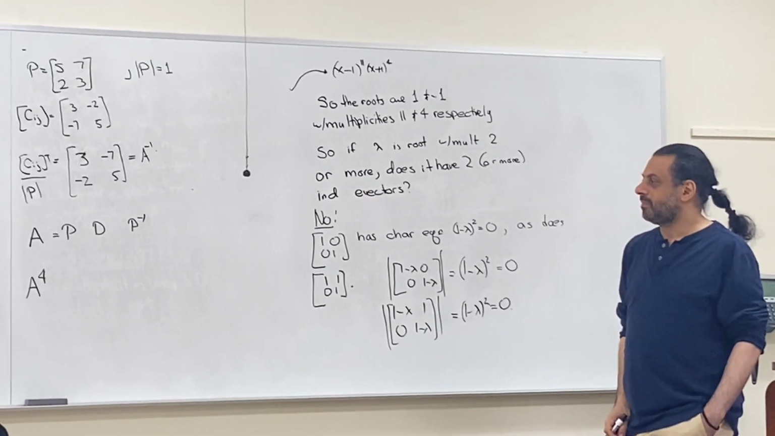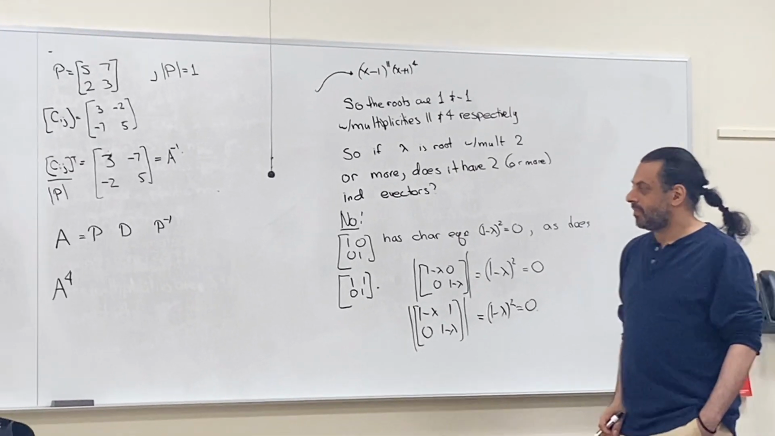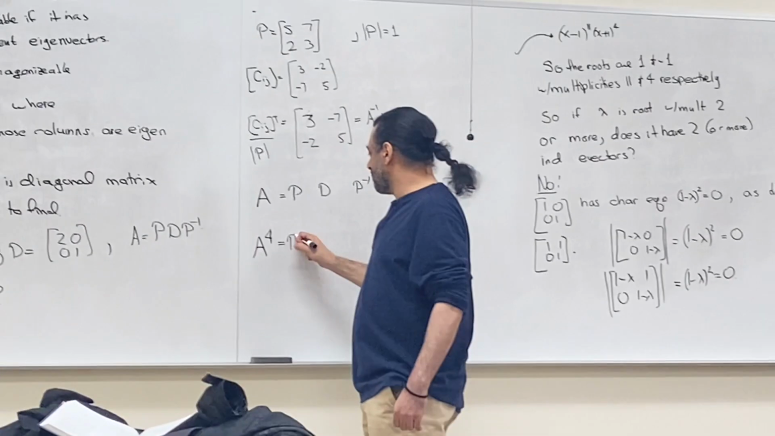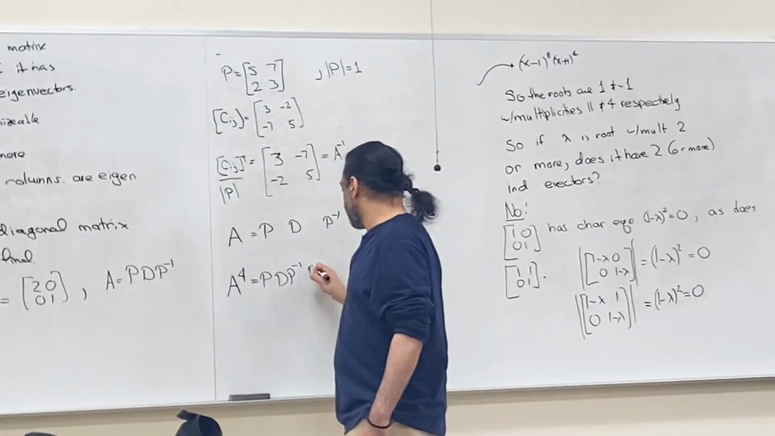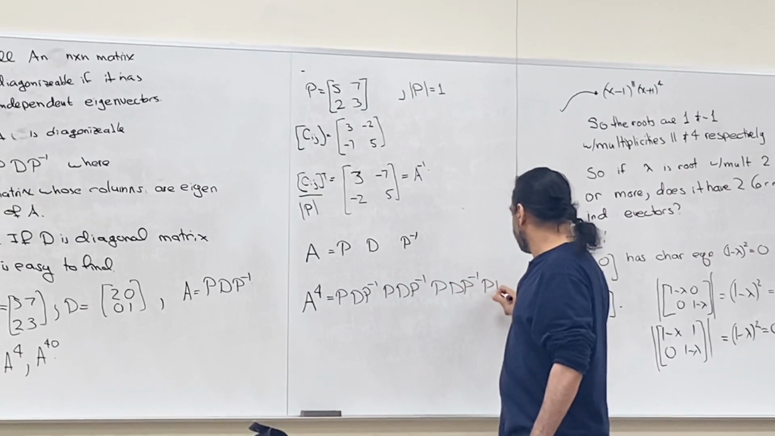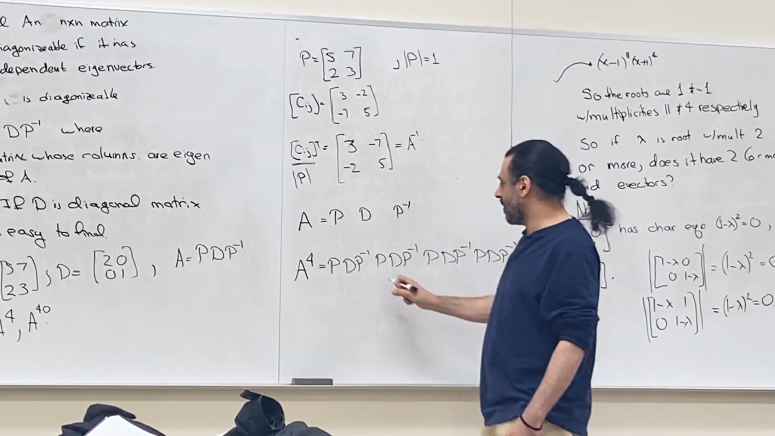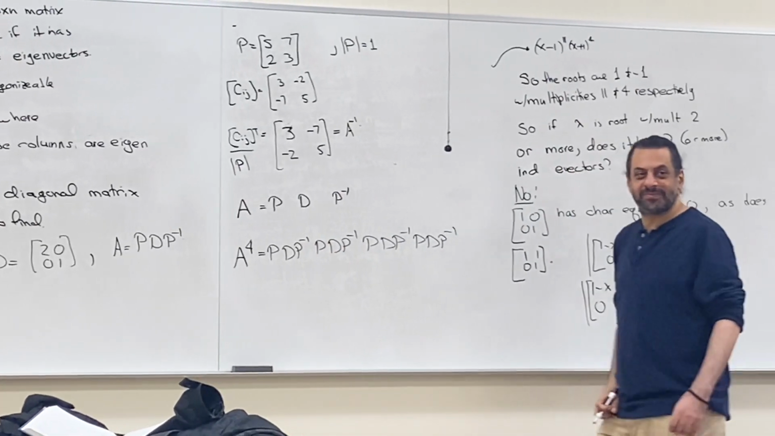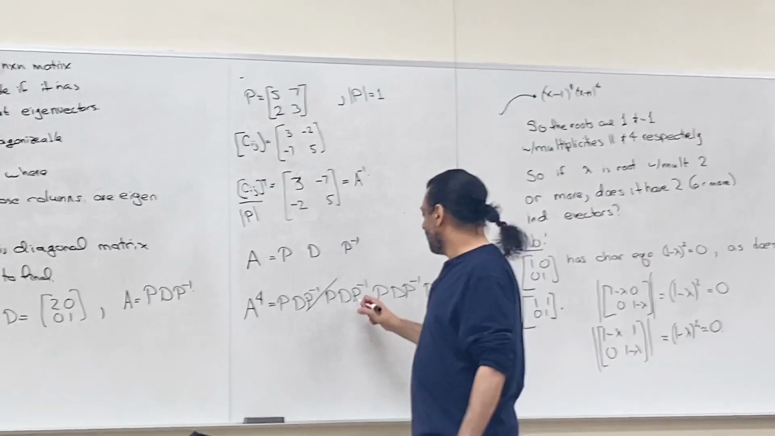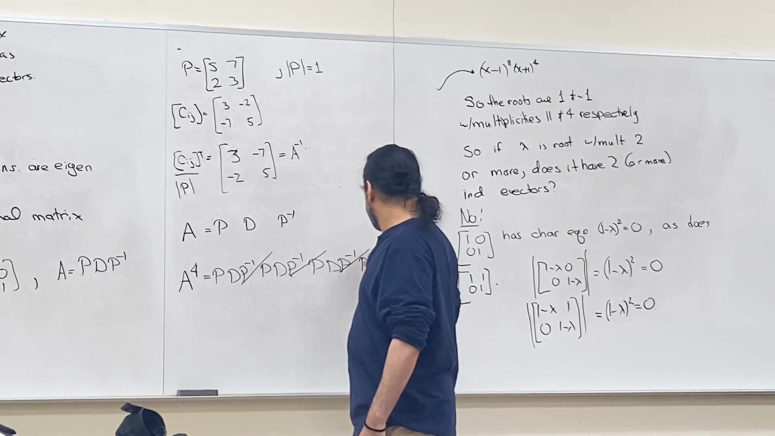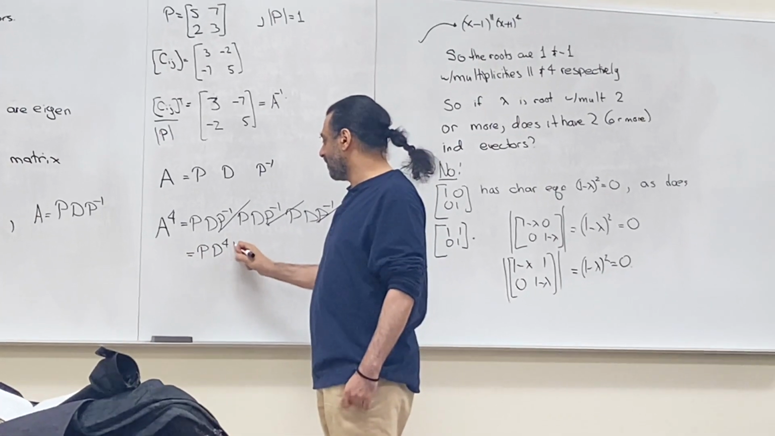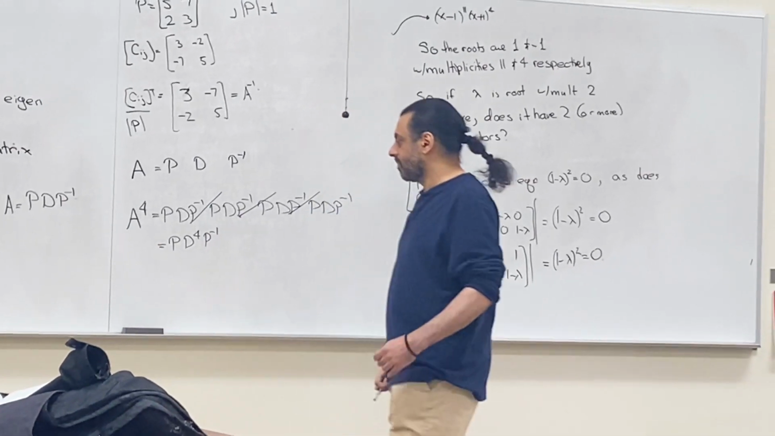You may say, why does he like this form so much? Well, we could say A to the fourth is equal to P D P inverse once, P D P inverse twice, P D P inverse 3 times, P D P inverse 4 times. What happens? What's P inverse times P? I. So this goes away, again. So this is just equal to P, there are 4 D's left, so we'll call it D to the fourth, P inverse.